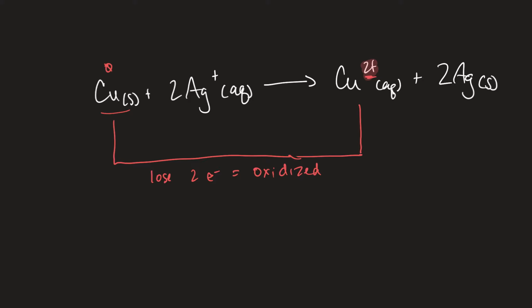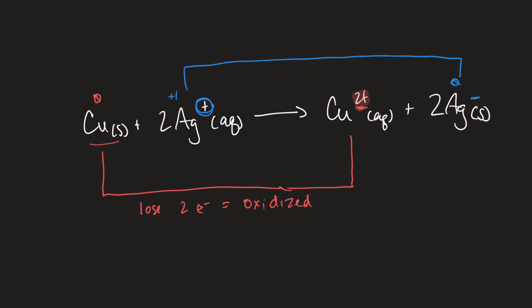Now let's look at silver. Let's see what's going on with silver. Silver starts off with a +1 charge. That's its charge. Let's look at it on the product side. On the product side, there's no charge here, so this is a 0. So when we're comparing one to another, what we see here is that silver ends up gaining electrons.